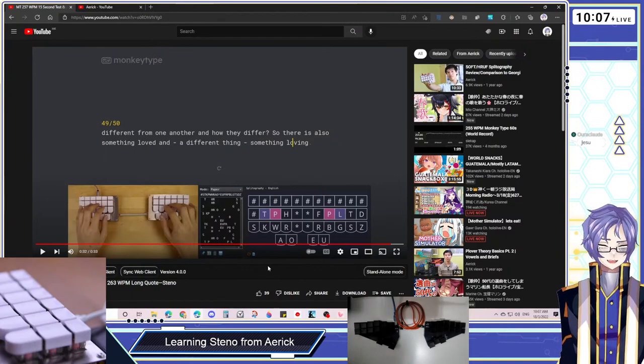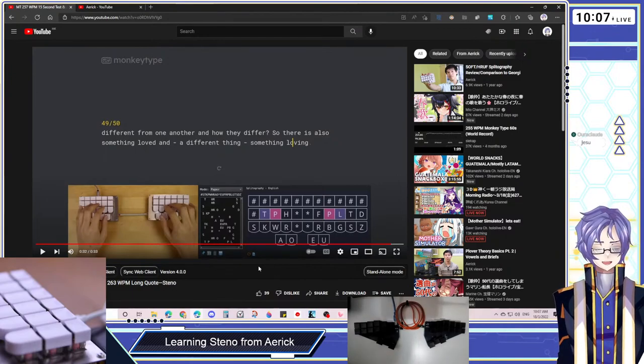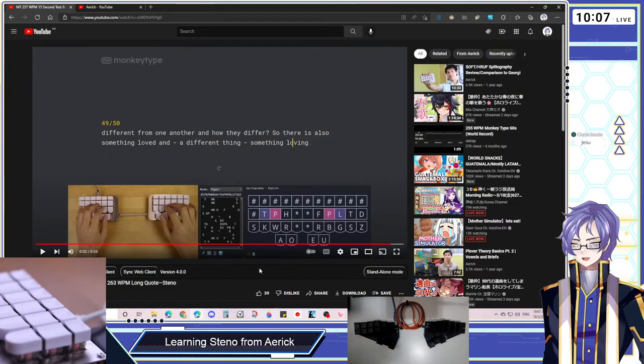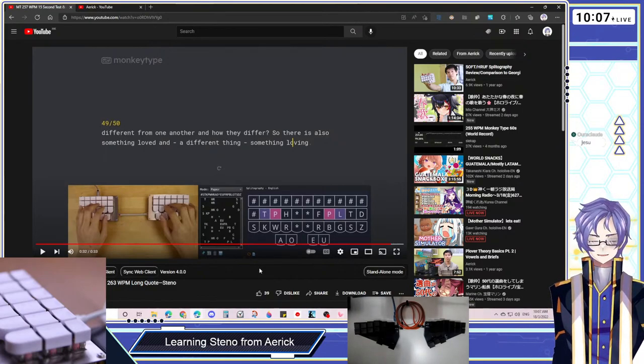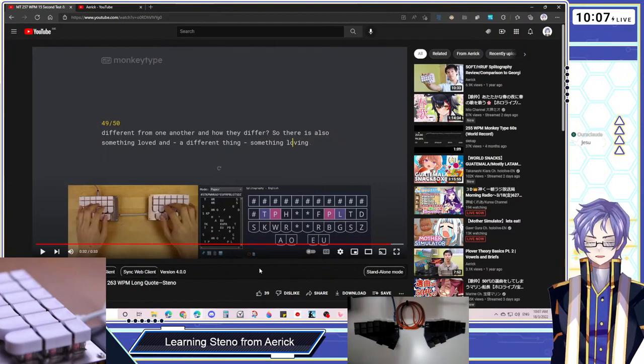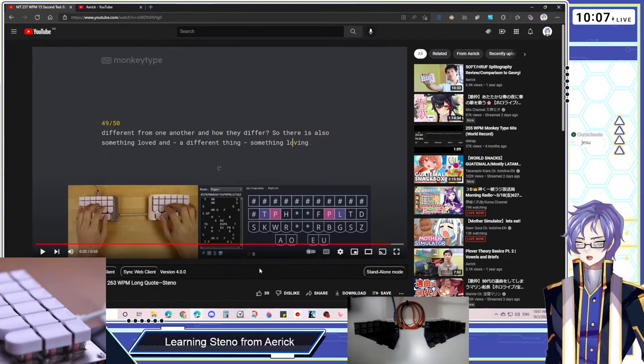I see. So if you're going to use this somewhere else, say you go out and want to do a transcript for a speech or something, you're going to have to bring your own computer?